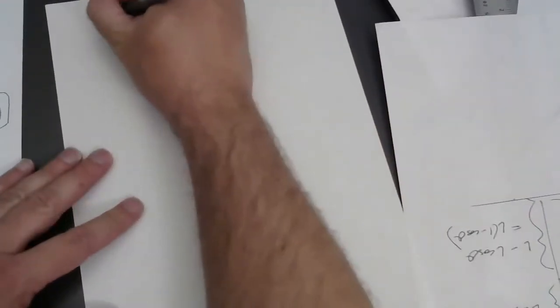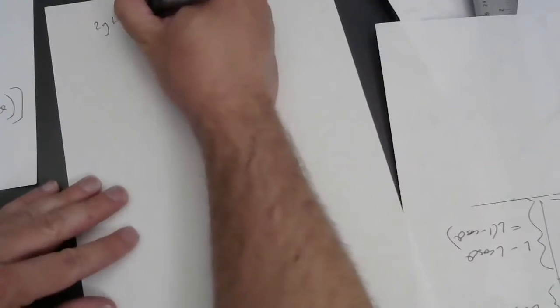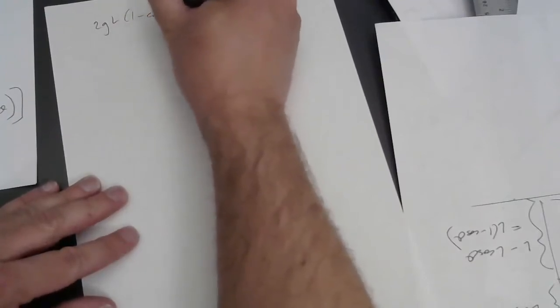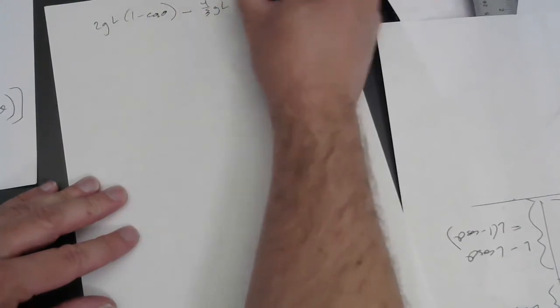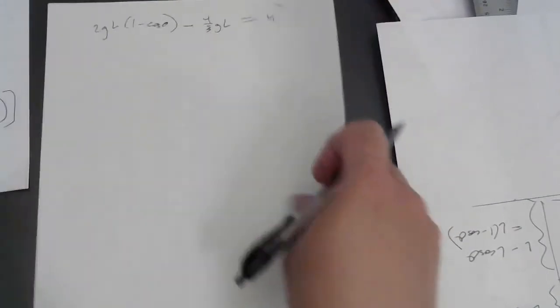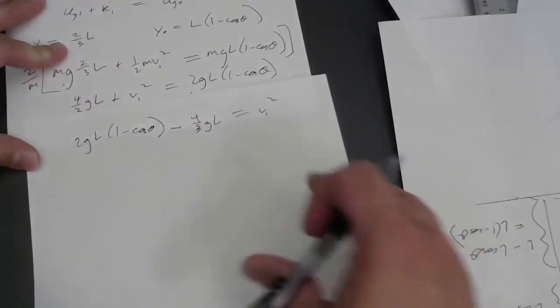I had it right the first time. 2GL times (1 minus cos theta) minus 4/3 GL. That's got to equal V1 squared. Okay. Check my work there. That should be good.